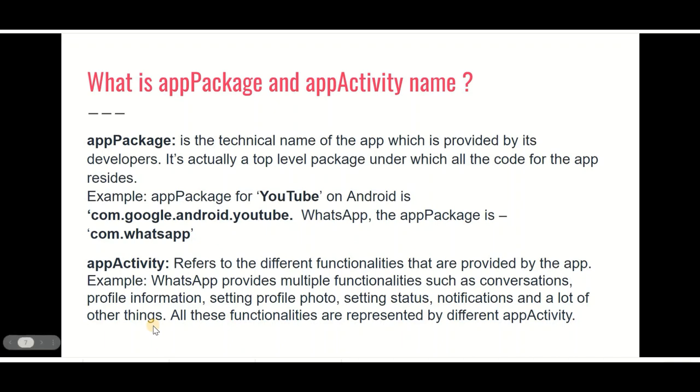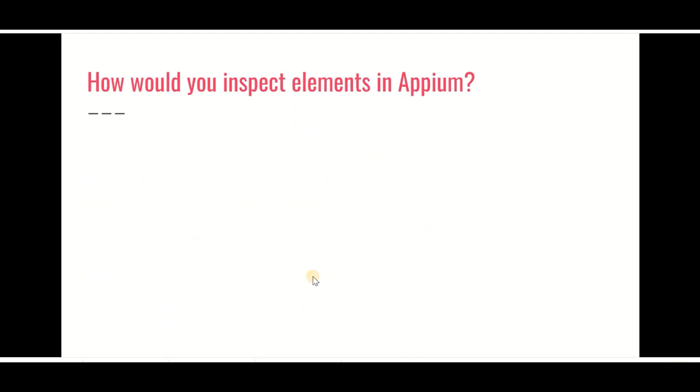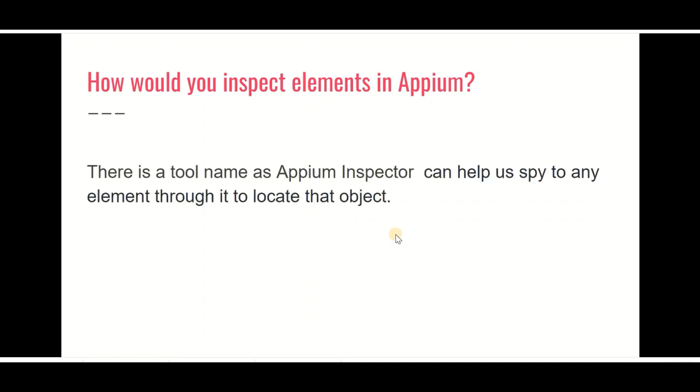So when you launch the app with Appium, it needs to know which activity has to be launched. And you would need to provide the main activity name, the activity which represents the app's main screen. Okay, so that's about the app package and app activity. The next question: how would you inspect elements in Appium? It's a very simple question. There is a tool called Appium Inspector, which can help you spy any element through its locator object.